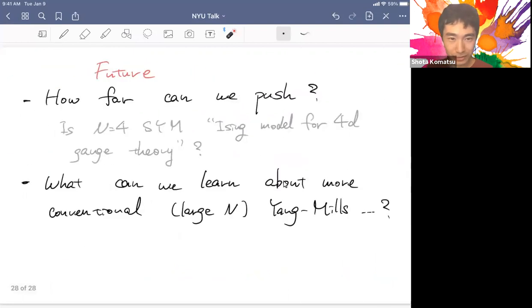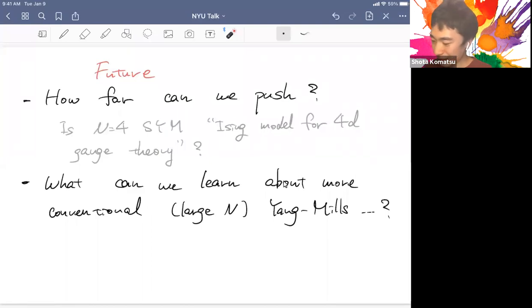Let me just end with the future directions. Of course, one question one can ask is how far can we push this program? For example, so far I only discussed the two-point function of single trace operators and the two-point function of one Wilson loop and one single trace operator. But you can ask whether we can compute all the observables in N=4 super Yang-Mills theory by extending this idea. In other words, if that's the case, N=4 super Yang-Mills theory is going to be something like the Ising model for 4D gauge theory.